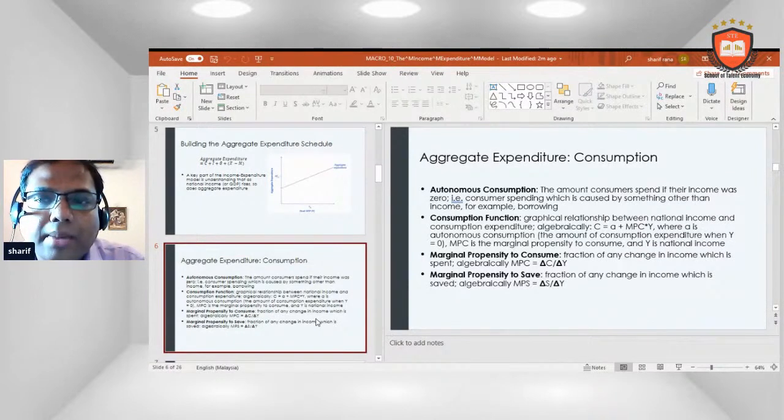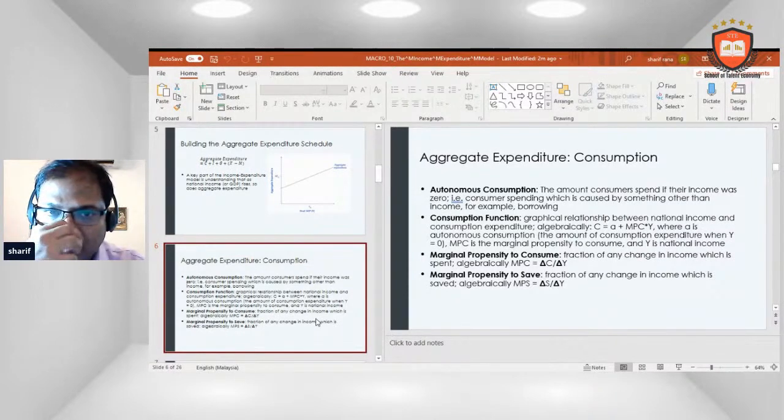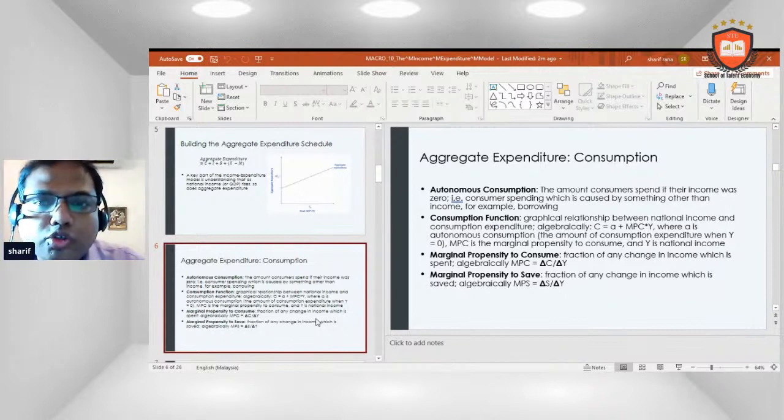Autonomous consumption, the amount consumers spend if income was zero. Example: consumer expenditure which is caused by something other than income, for example borrowing. Consumption function, graphical relationship between national income and consumption expenditures. Algebraically, C equals A plus MPC multiplied by Y, where A is autonomous consumption, the amount of consumption expenditure with Y equal to 0, MPC is the marginal propensity to consume, and Y is national income.